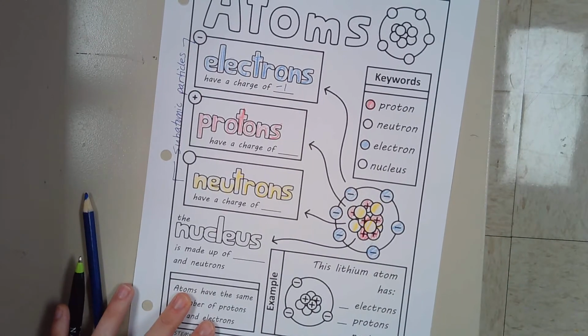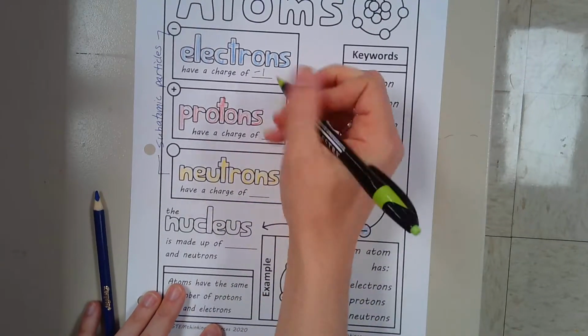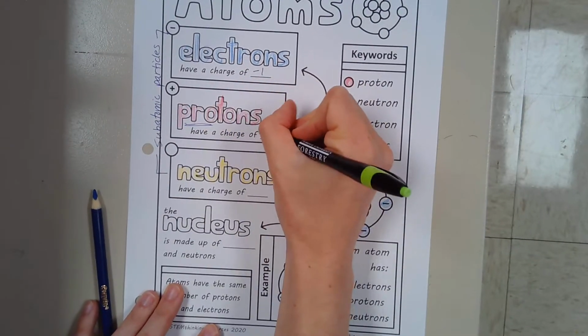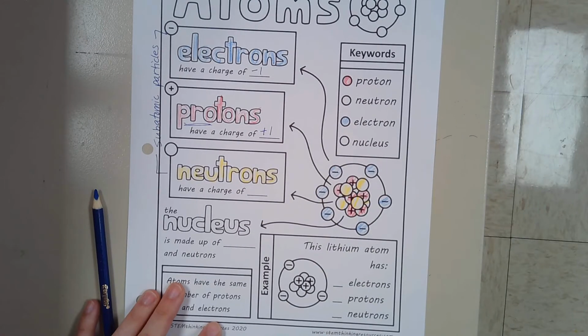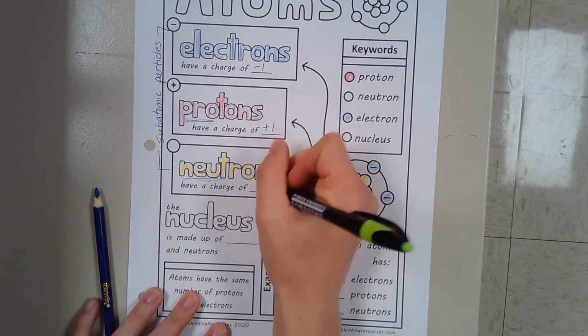And I forgot to write up here, so electrons have a -1 charge. Protons have a +1 charge. And then neutrons are neutral, and they have a charge of 0.